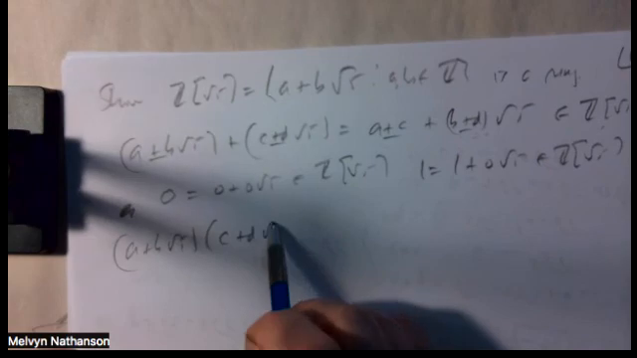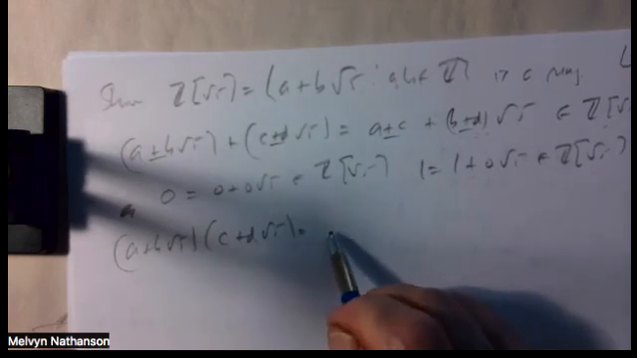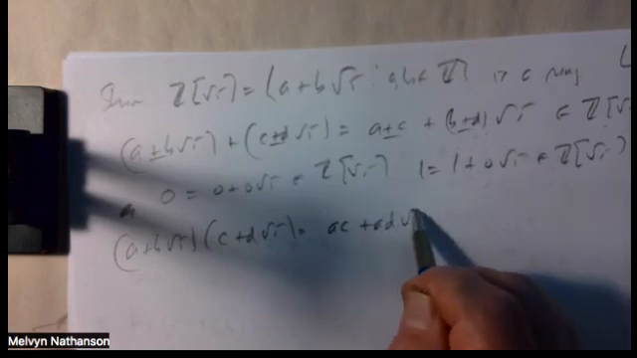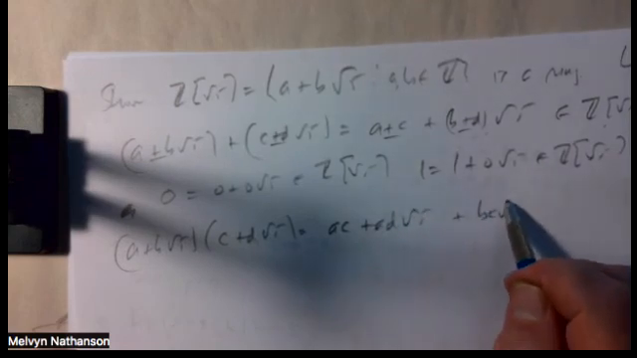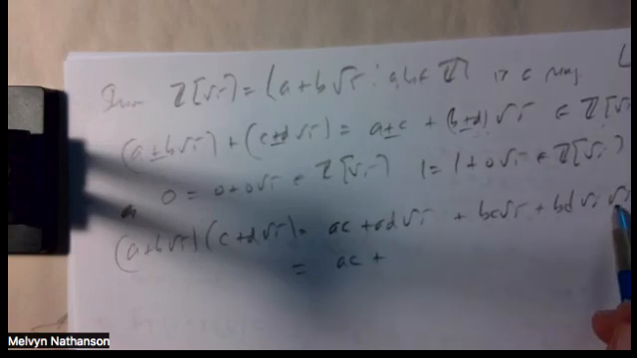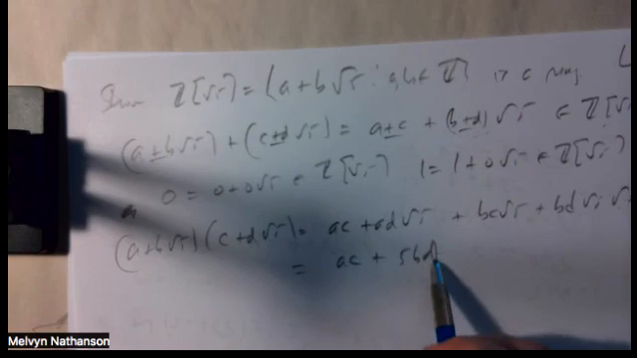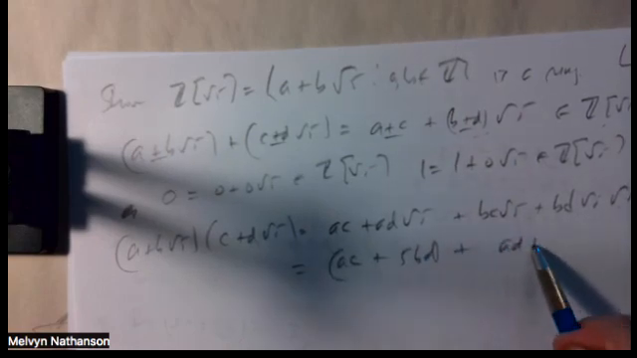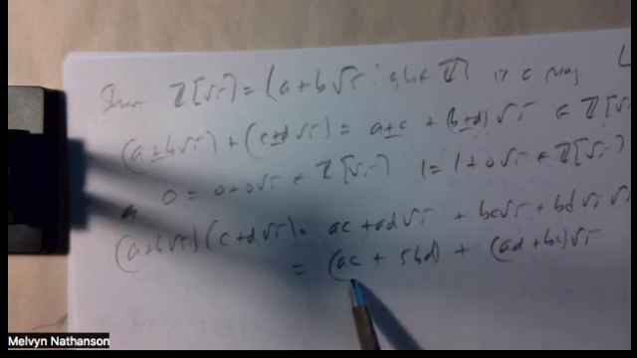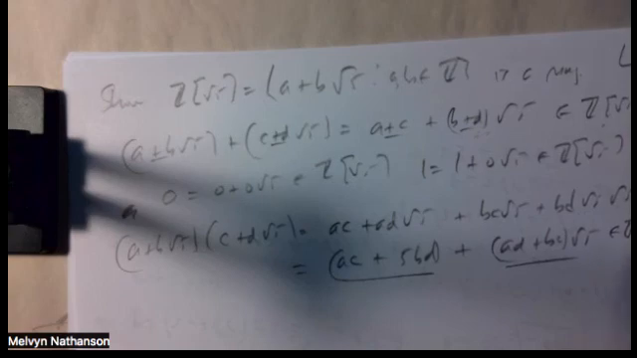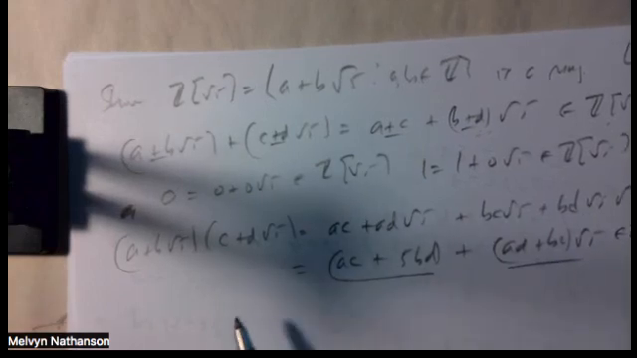And if I take A plus B root 5 times C plus D root 5, if I multiply through, I get AC plus AD root 5 plus BC root 5 plus BD root 5 times root 5. This is AC, root 5 squared is 5, plus 5BD plus AD plus BC root 5. This is an integer and this is an integer. So this is also in this set of real numbers. So this is a subring of the reals and it's a ring.